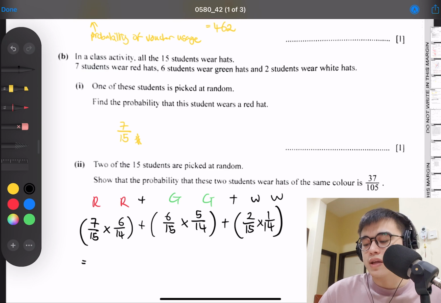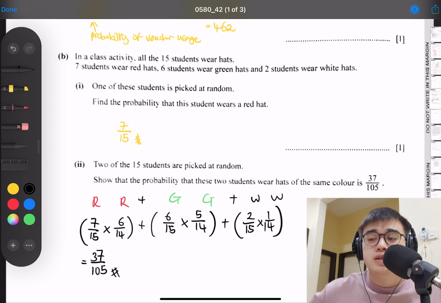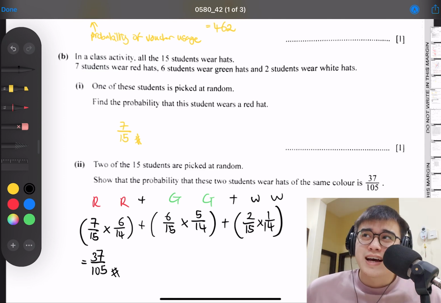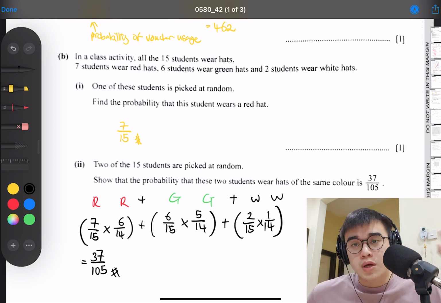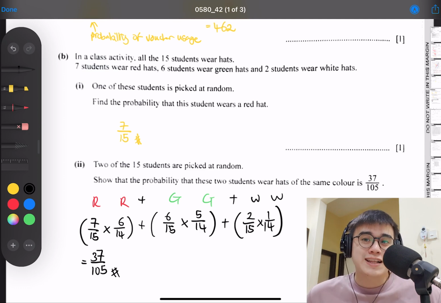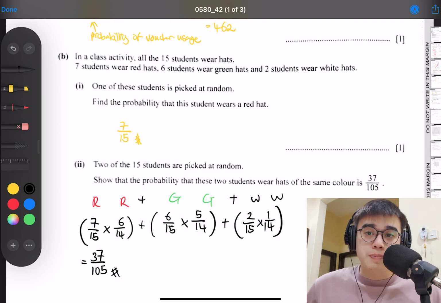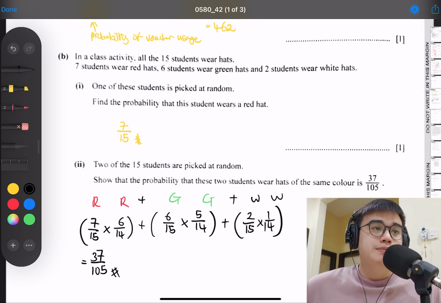So with all this keyed into the calculator, you should be able to get the answer of 37 over 105. Okay, this is actually a better version of the question, because back then, when they were trying to test you on this, they wouldn't give you the probability answers. They just wanted you to know that when it involves human beings, after each draw, you must automatically minus the denominator, and the numerator depends on the condition. If they're repeating the same thing, then yes, you must minus the numerator.